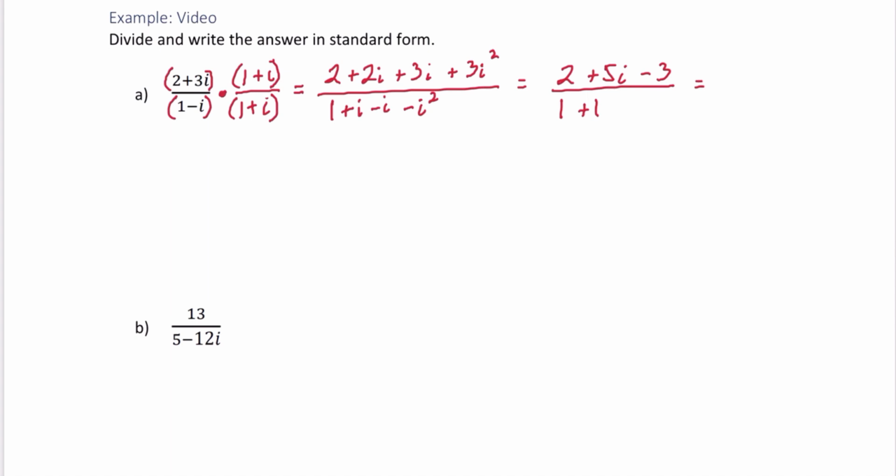Simplifying the numerator again, we get negative 1 plus 5i. And in the denominator, we get 2. Now we're almost done. The only thing we have to do now is break apart that fraction. Negative 1/2 plus 5/2 i. And now we have our answer in standard form.